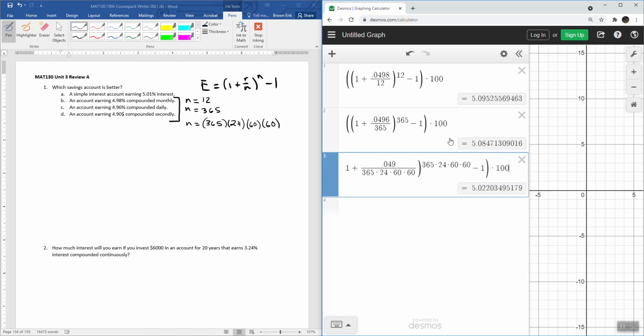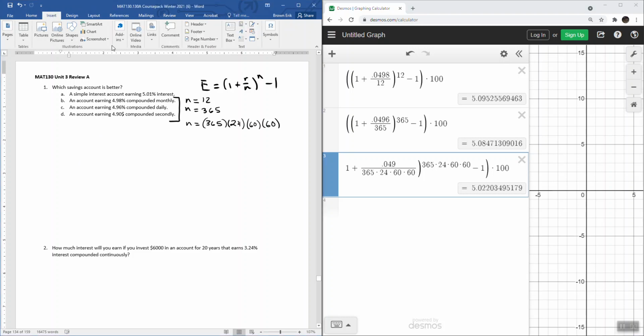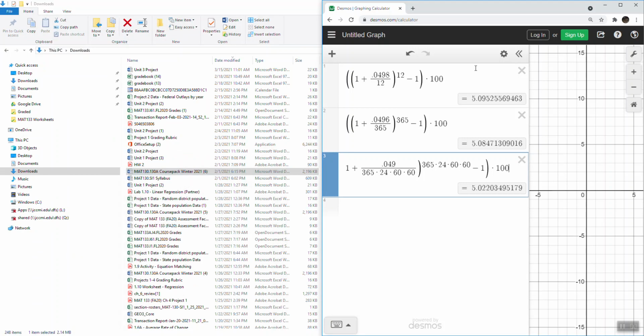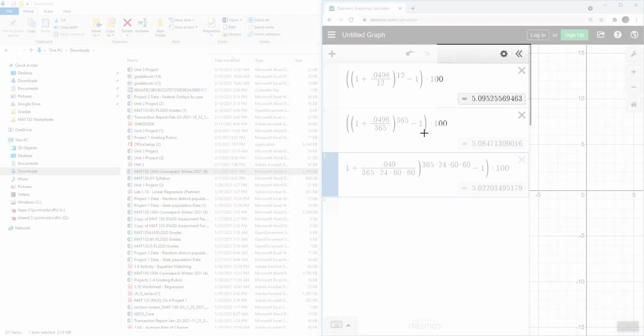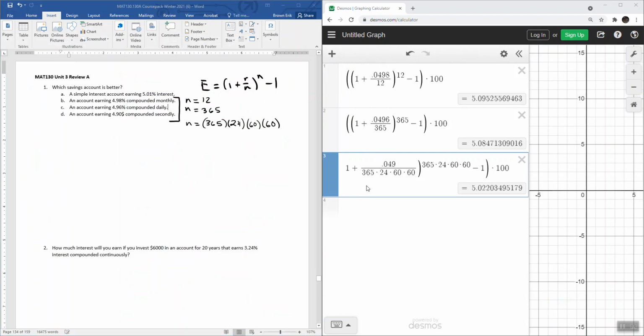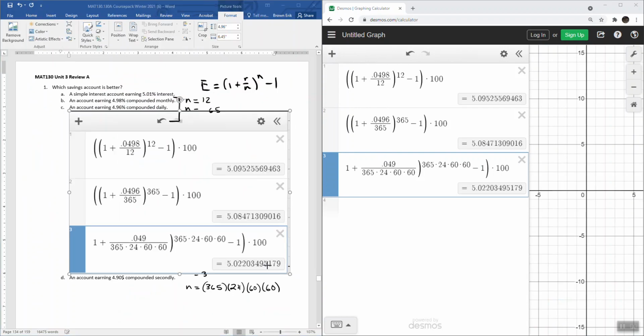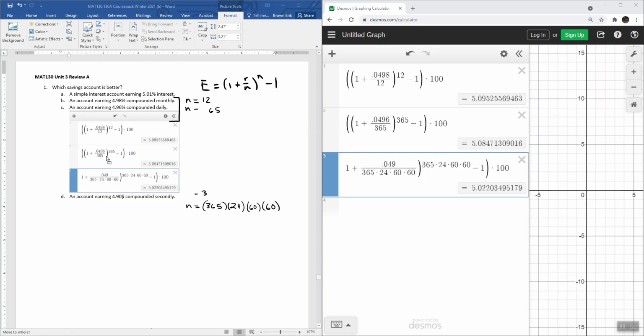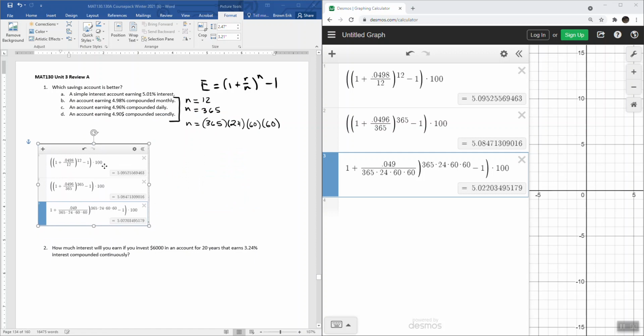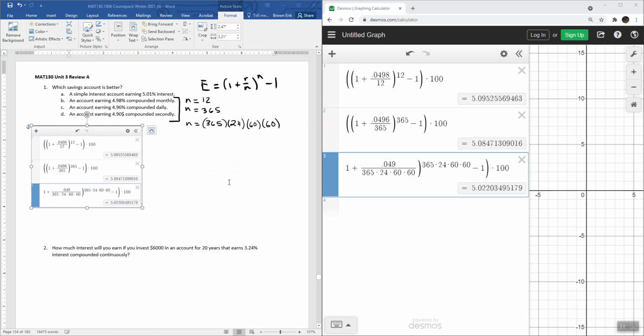So I'm not actually going to write this work down on my paper, because we've got it all here in Desmos. In fact, what we could do is a screenshot. I'm going to do insert, screenshot, screen clipping, and all I need is these things. So there's my work saved on here. Let's change the format so I can move it around a little better. We'll just put that there as work, and now we're going to make our decision.